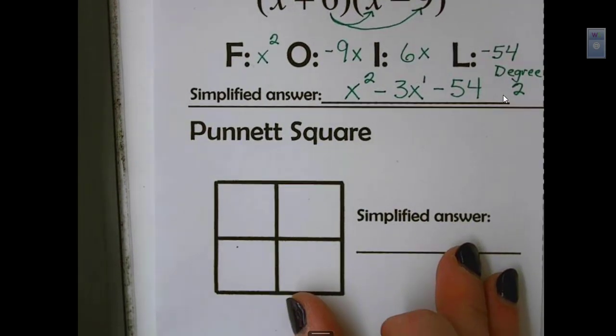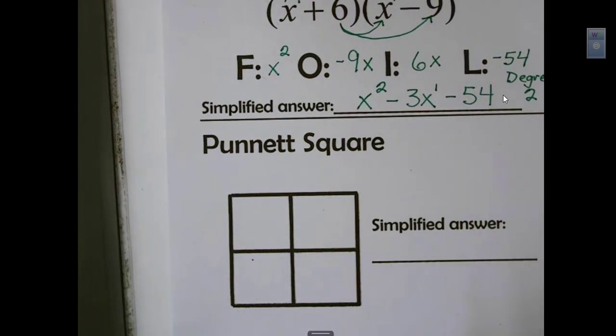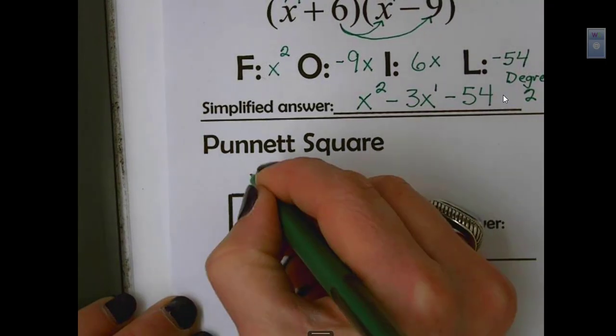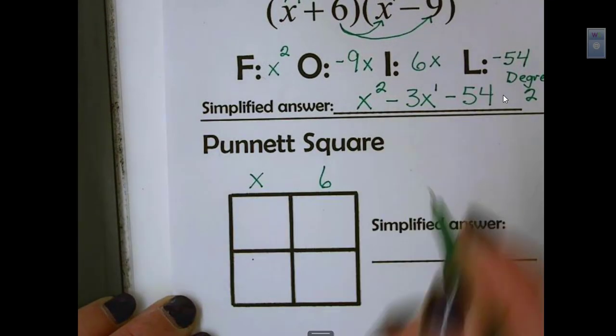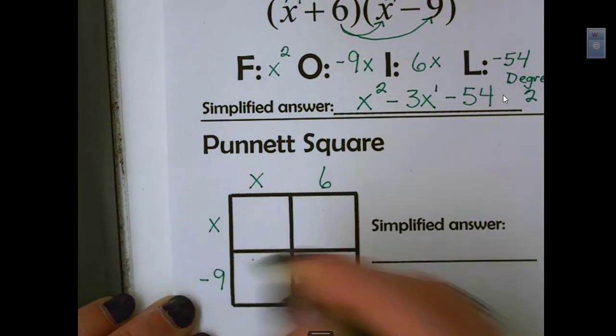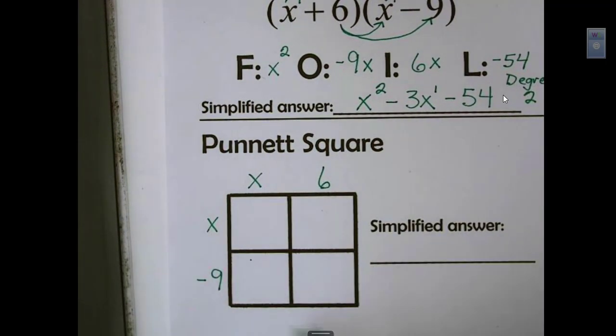Now I want to show you one other method called Punnett square. And this may look familiar in biology class where you end up doing some genetic work. We're going to put one of the binomials on the top. I'll put x plus 6 on the top, and I will put x and -9 on the bottom. So basically what we're doing is just finding the area of this square.